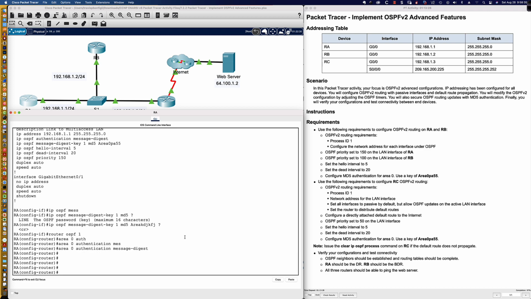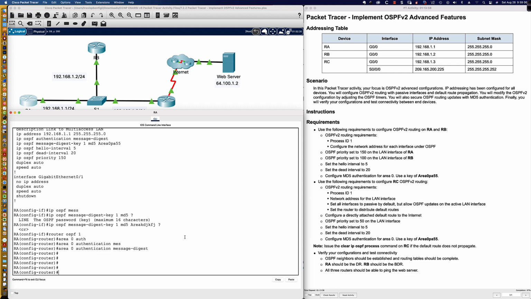And this is, again, you can tell that I don't do these activities. I don't pre-can what I'm going to do with these activities. We just dive right in. So this is interesting because, keep in mind, what I just showed you is you can do the area 0 authentication message digest under the OSPF config section and then drop the message digest key under the interface. Or you can put both the key and the authentication message digest under the interface if it's just for that interface and not the entire area.